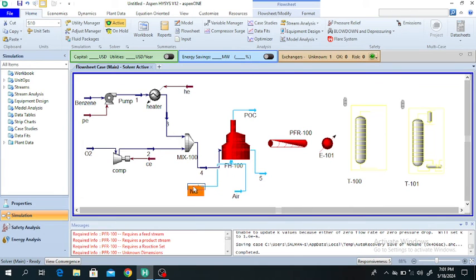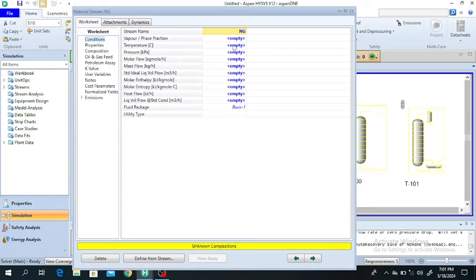Natural gas and air stream. This is the fired heater, natural gas. Double click on natural gas. Suppose the natural gas temperature is 30 degrees. Pressure is 1 atmospheric pressure.